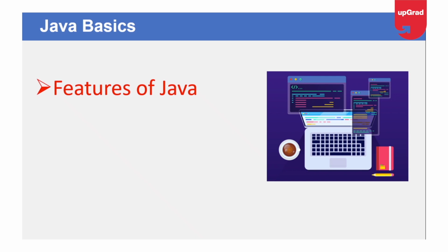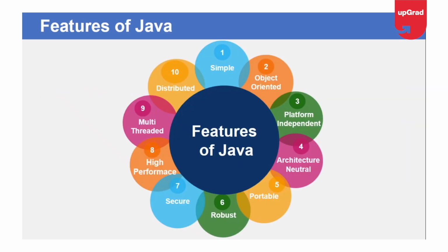Let's see why we are using Java. What are the features of Java? We must always know what is the thing which we are working with, and to give you a glimpse of Java, let us see some of the most important features of it. So these are the 10 features which we are going to discuss today. Let us jump to them and see each one of them one by one.